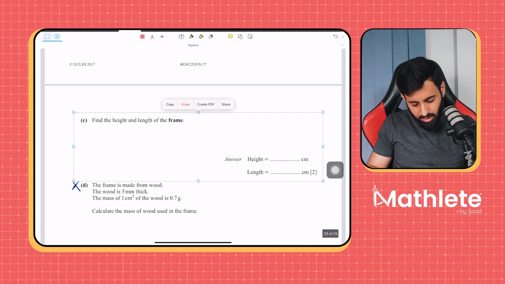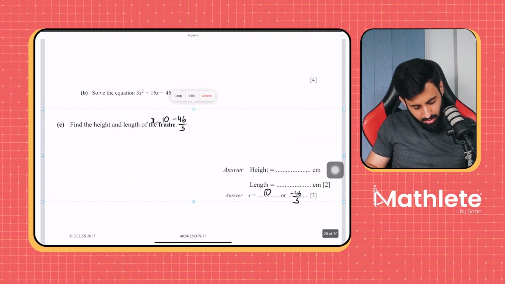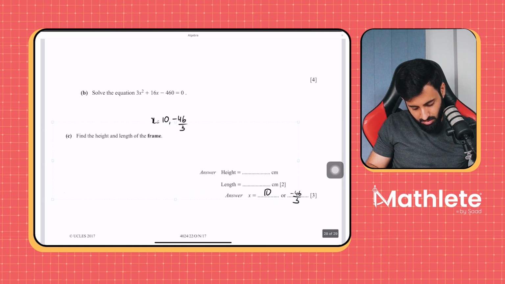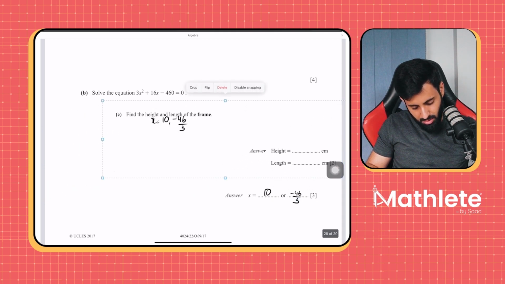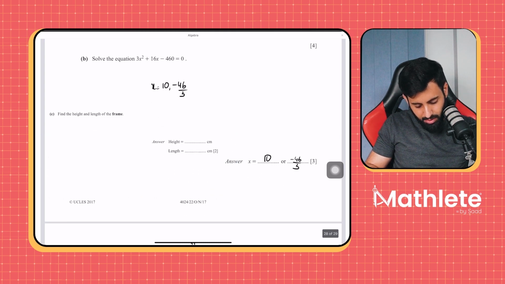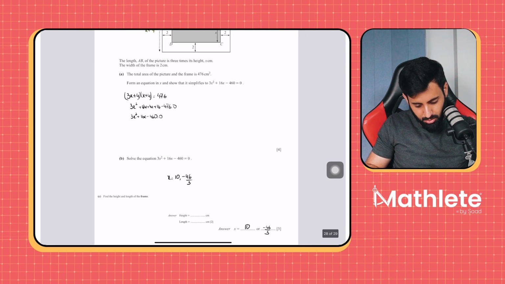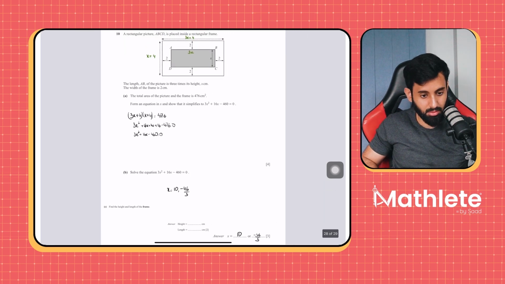So for this, you will need your answers above. So I'm just going to bring this question here. It's slightly messy. There you go. So find the length and the height of the frame. Here, I'll zoom out just enough so you can see the question.